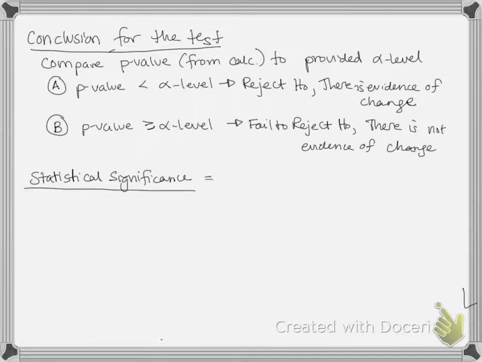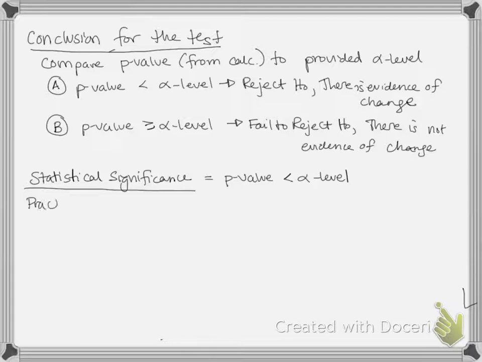And that is literally when my p-value is less than my alpha level. Okay, so if I get to the end of a hypothesis test and my p-value ends up being less than alpha, it is said that the results are statistically significant.